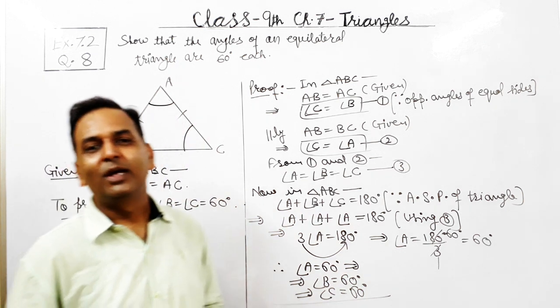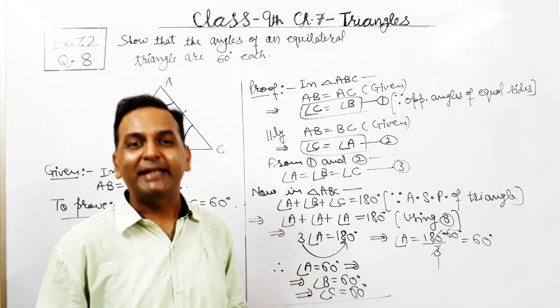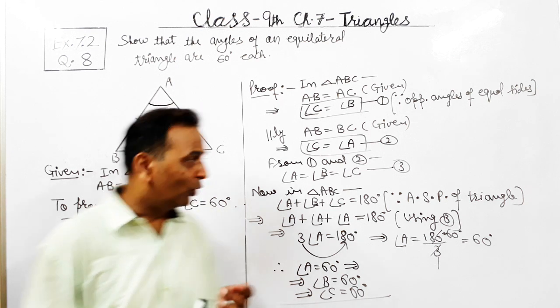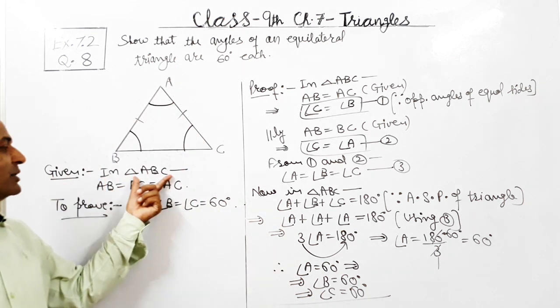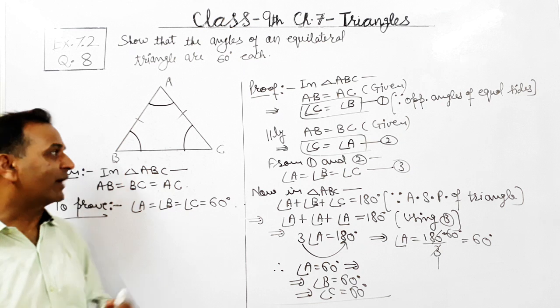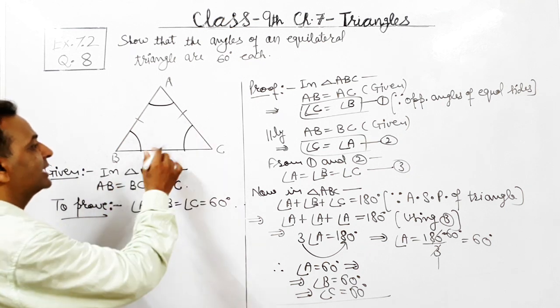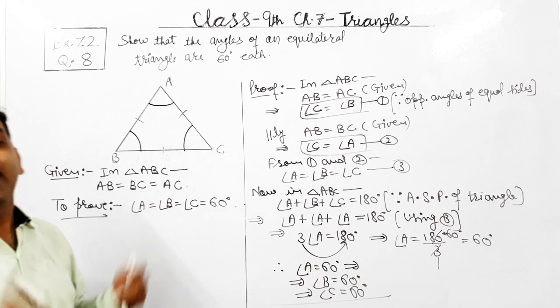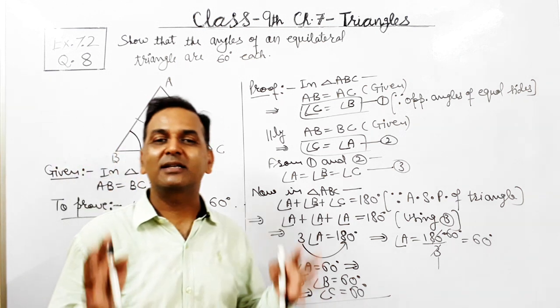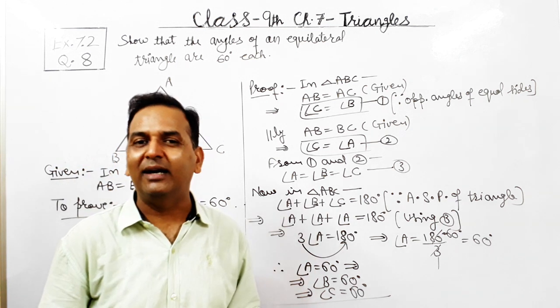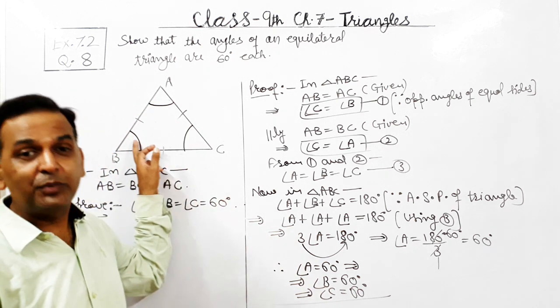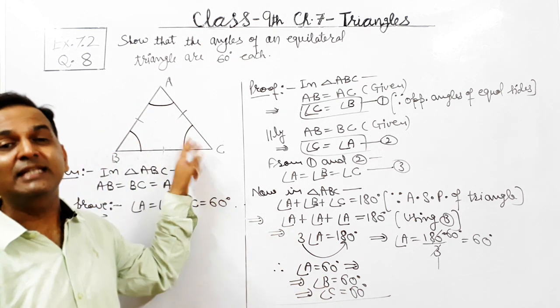That's all. So this was all about this question number 8 of exercise 7.2. Let us repeat the solution one more time. In this triangle ABC, all the three sides of the triangle are equal, that is AB, BC and AC, all these three sides are equal. What we have to show, हमें प्रूव करना है कि इस ट्राइंगल के सभी तीनों एंगल्स का मेजरमेंट क्या है, 60 डिग्री. Angle A equals 60 degrees, angle B equals 60 degrees and angle C is also equal to 60 degrees.